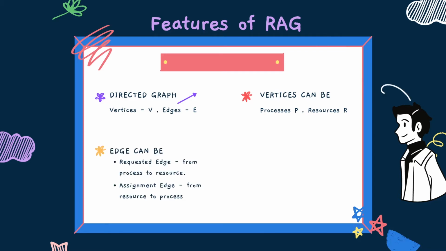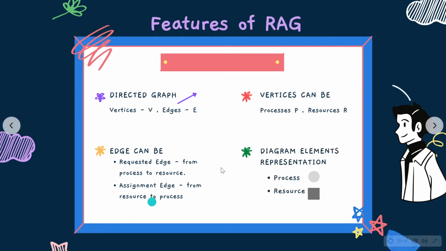The third feature is edge can be either requested edge, which is the arrow that goes from process to resource, or assignment edge that goes from resource to process, the arrow. The fourth feature is the diagram elements representation, which is processes are represented by circles and resources are represented by rectangles.